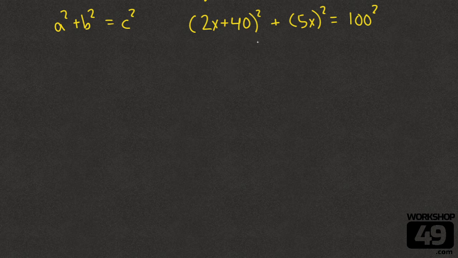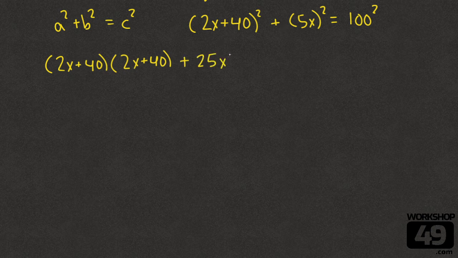If 2x plus 40 is squared, we need to rewrite that as 2x plus 40 multiplied by 2x plus 40. It's squared. You have to times everything in the brackets by itself. That's 2x plus 40 twice. The 5x squared we can take care of. That's 25x squared. And again, it's going to equal 10,000.